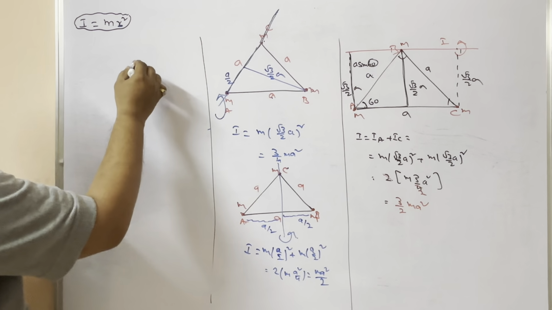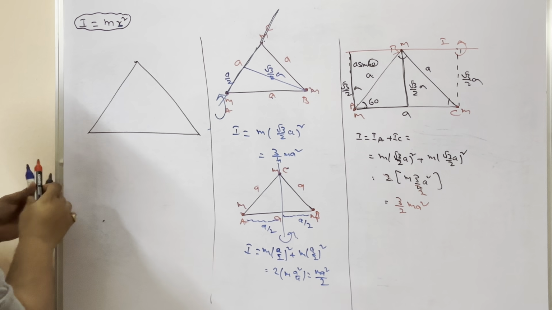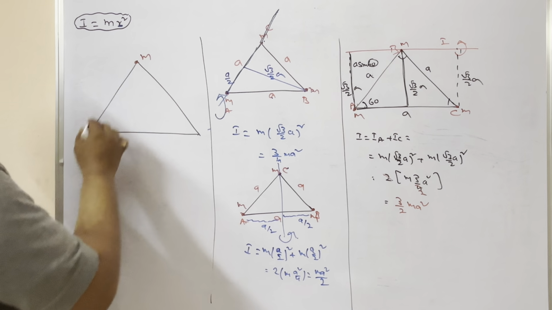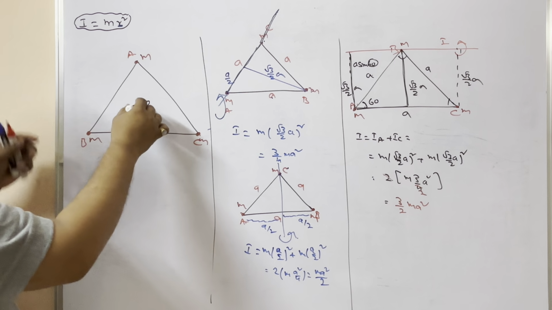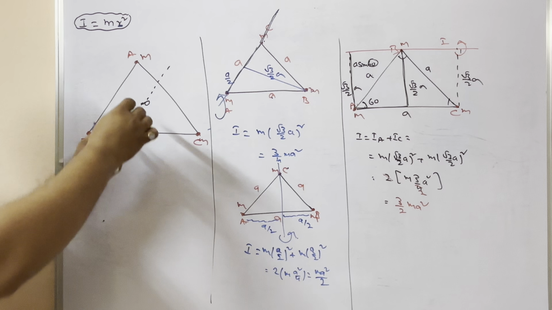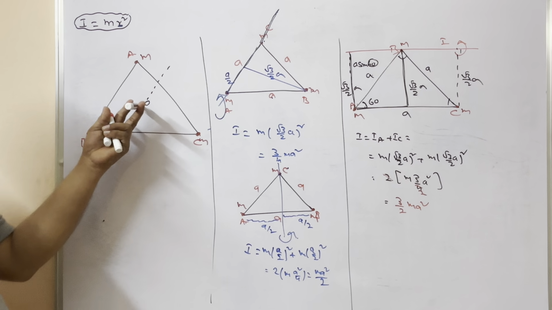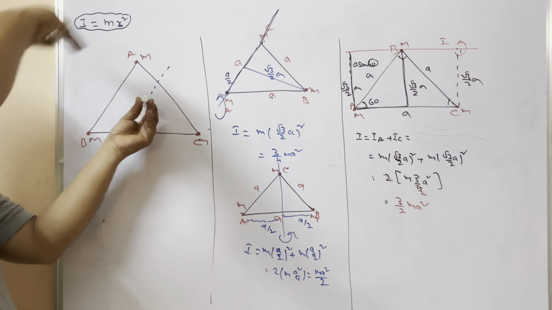Next, same triangle. They may give the axis anywhere. From there, we simply calculate the perpendicular distance of A, B, C, the three mass particles. Now the axis is passing through its center, perpendicular to its plane. That is the dotted line I am drawing. This is the axis of rotation now. So, these three mass particles are rotating like this in a triangle.